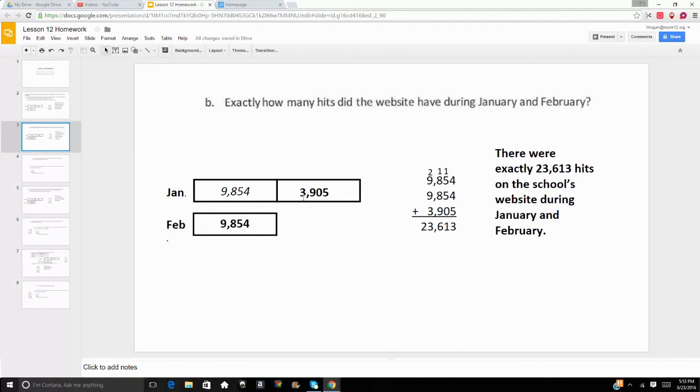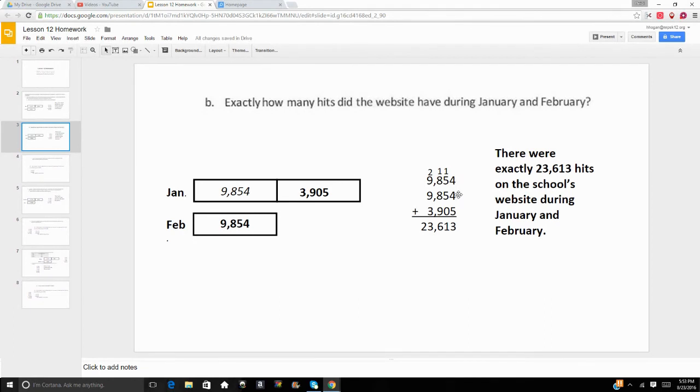So we're going to not estimate. We're going to actually use these numbers. So 9,854, 9,854, 3,905. And because I did this on the computer, I did not move the regrouping down by the addition line, but that is where you should do it. It's just hard to do it on the computer. But when we write these, that is where you need to regroup.